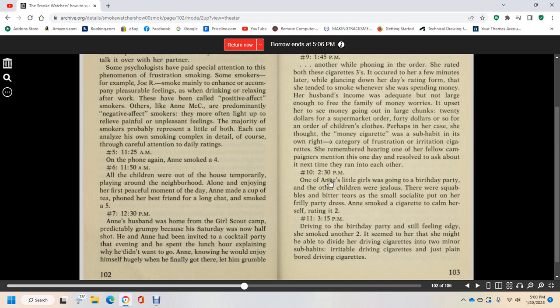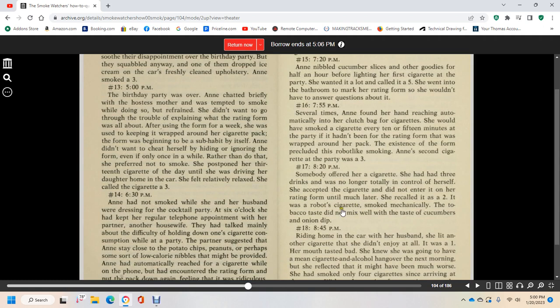Number 11 was at 3:15, driving to the birthday party, still feeling edgy, and she smoked another, a 2, that seemed that she might be able to drive. Her driving cigarettes: two minor subhabits here, while driving cigarettes, just plain bored driving cigarettes.